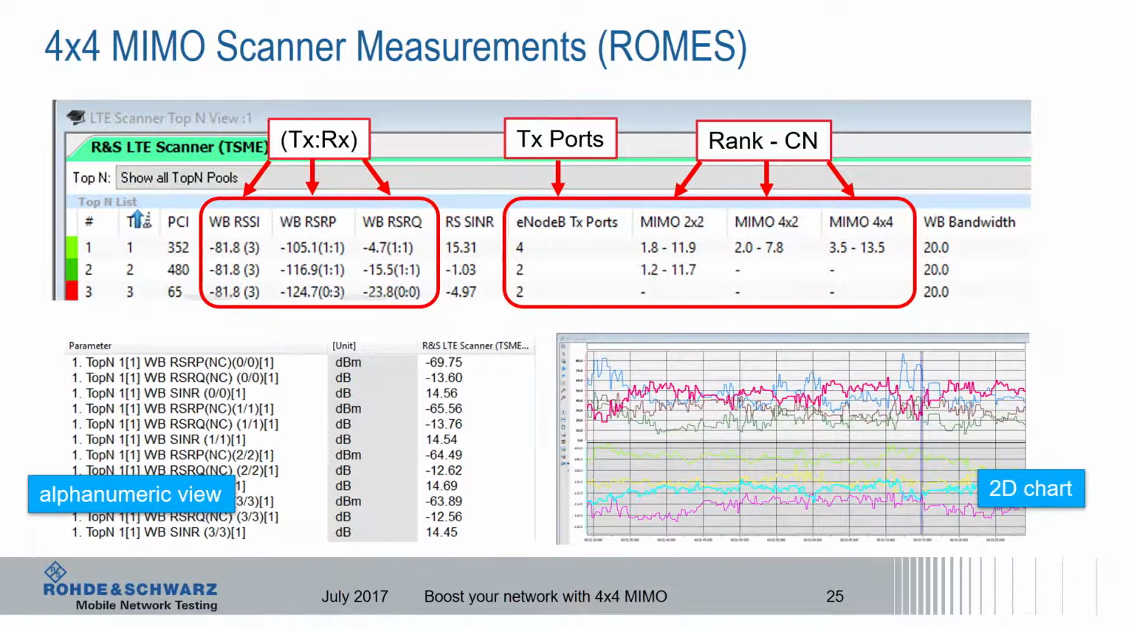Then for sure you can create alphanumeric views, customize them yourself, and create 2D charts, whatever you like, to bring up any correlations you want to see. There are many more features available in the software called ROMES, so you can also do scatter plots, X versus Y, and so on and so forth. Of course, there are plenty of predefined charts.